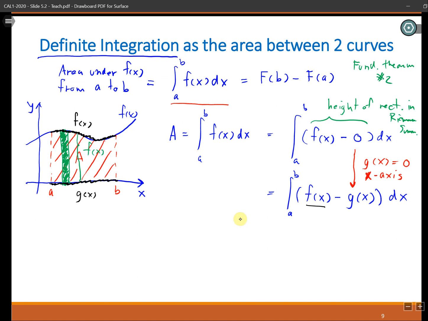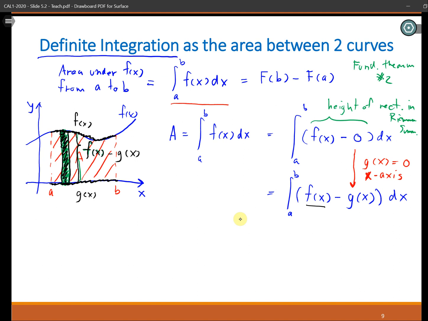Now, take a look at the height of this rectangle. It's going to be a little bit different from before. Before it's just f(x), but now the height of this rectangle becomes f(x) minus g(x). So we are talking about this rectangle, right? Instead of looking at the base as just 0, now we look at this base as g(x).